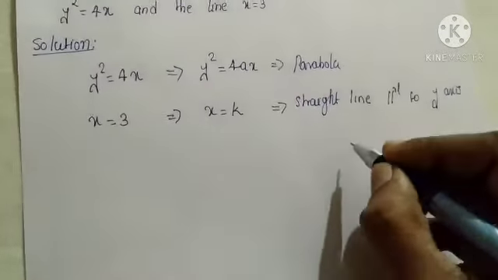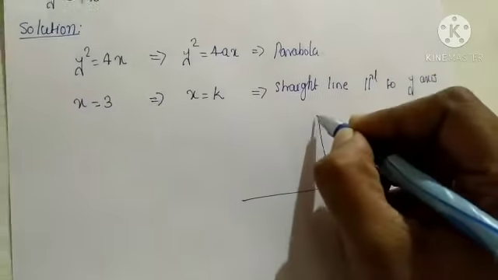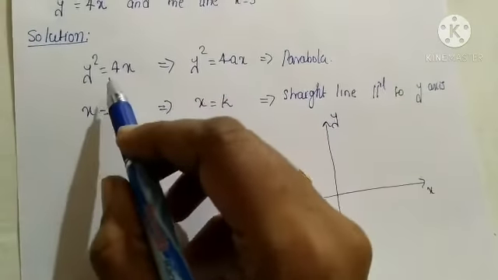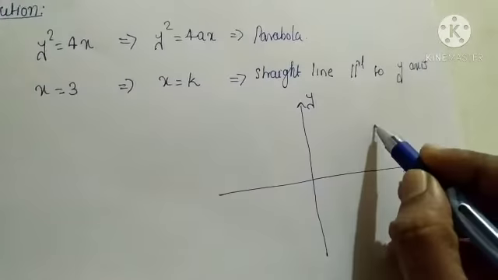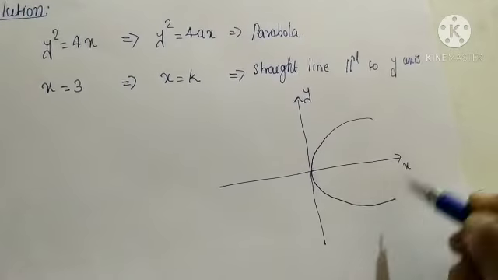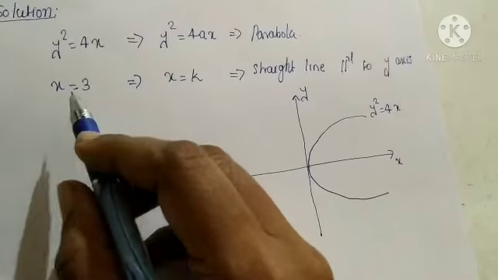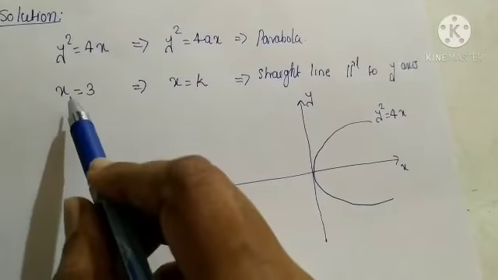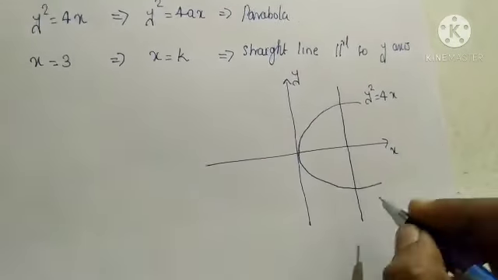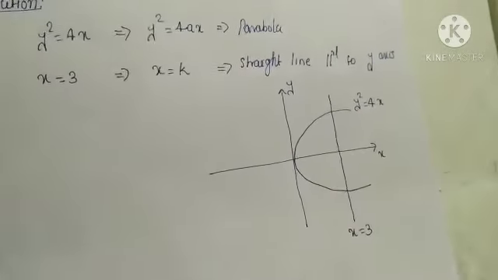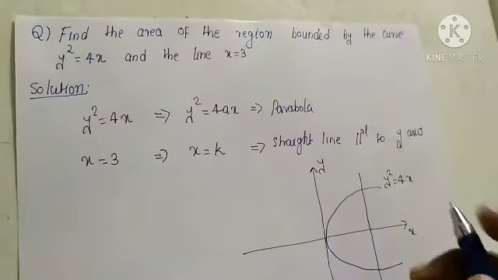Okay, so I'm going to draw these curves. This is our x-axis and this is our y-axis. First of all, we need to draw our parabola y square equal to 4x. So this is like this. Okay. So y square equal to 4x, and next we need to draw the straight line x equal to 3. So here x equal to 3 is positive, so it is like this. Okay, so here the question is find the area of the region.